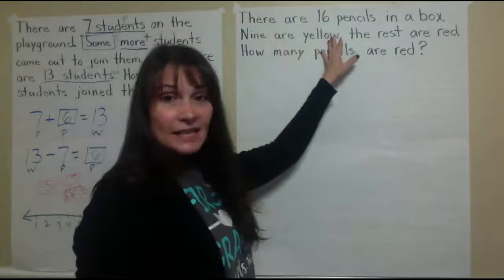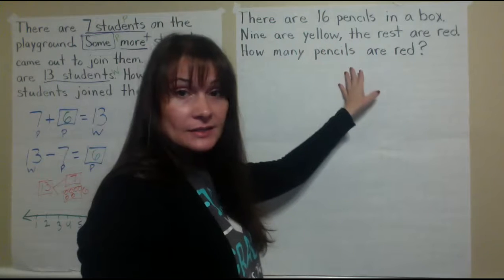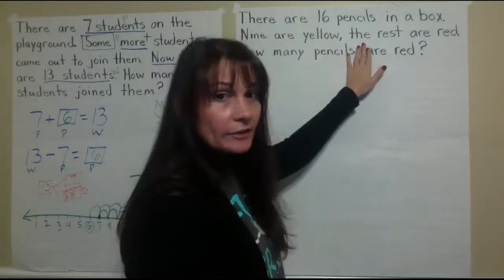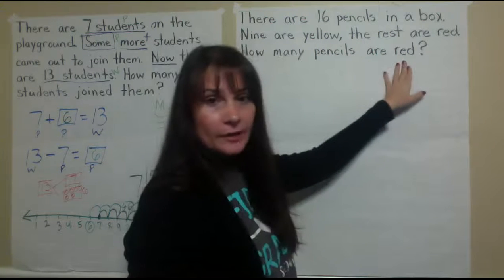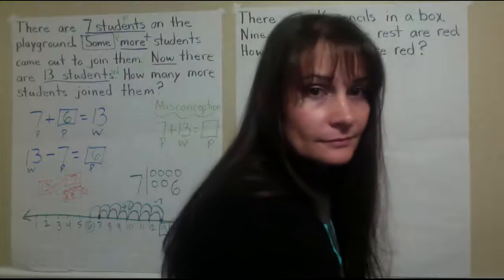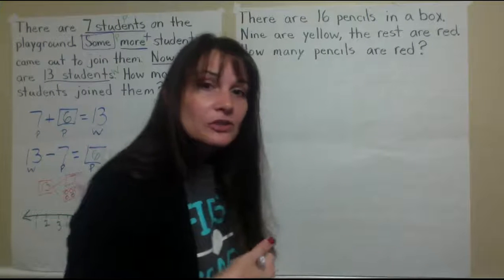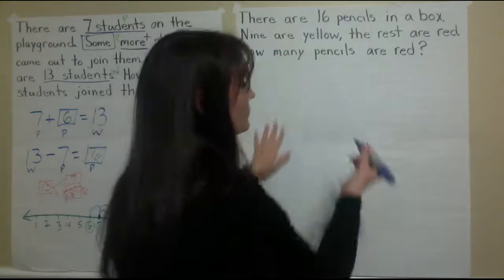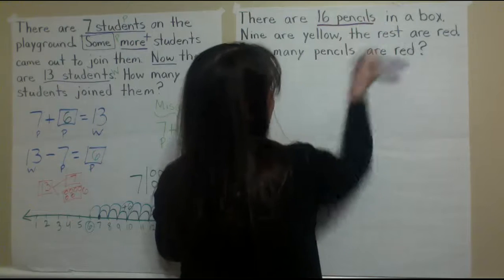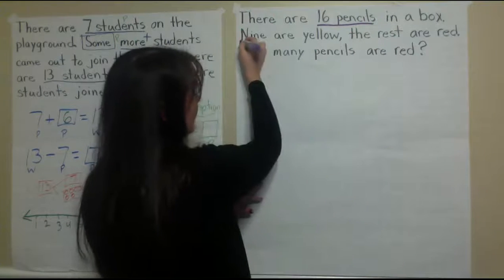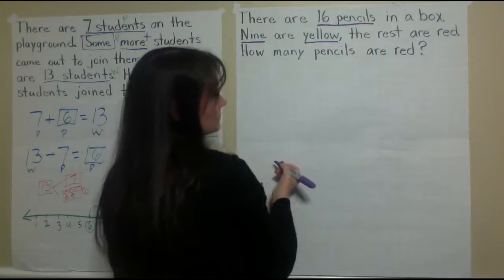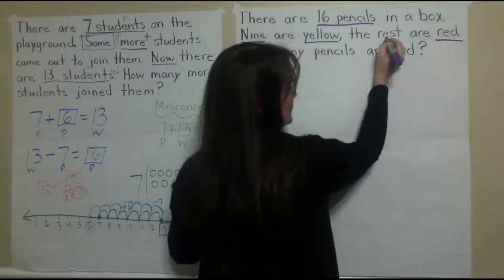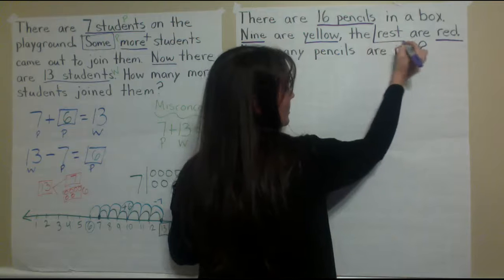There are 16 pencils in a box. 9 are yellow. The rest are red. How many pencils are red? On your paper, we're going to try and figure out what equation would make sense. I know that there are 16 pencils. I know that 9 are yellow, and I know the rest are red. Since I don't know what that number is, I'm going to go ahead and box it.